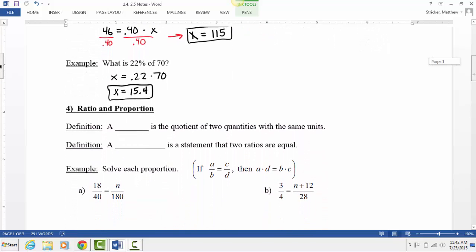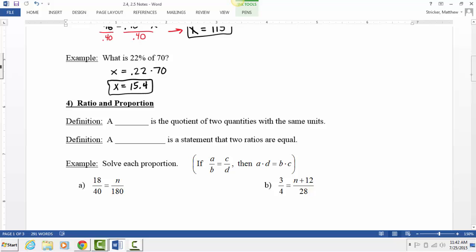Next, we're going to move on to ratios and proportions. So the first one is a ratio. The definition here: a ratio is a quotient of two quantities with the same units. For example, 5 gallons to 10 gallons. Whereas a proportion is a statement that two ratios are equal.